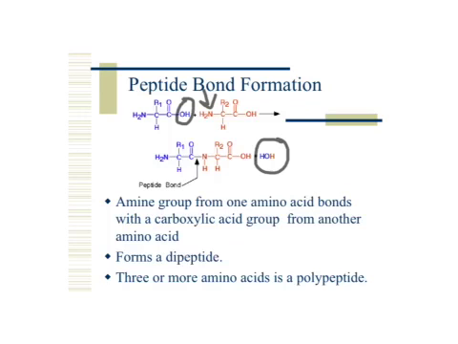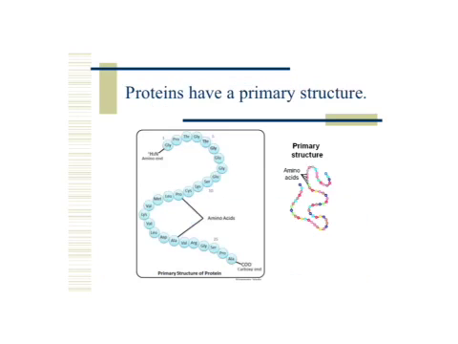So an amine group from one amino acid is going to bond with a carboxyl or carboxylic acid group from another amino acid to form what we call a dipeptide, 2 peptides. Okay? If you have 3 or more amino acids joined together, we are going to now call that a polypeptide. Now, proteins have a 4-level structure. For some proteins, there's only 3 levels, but you need to understand this.